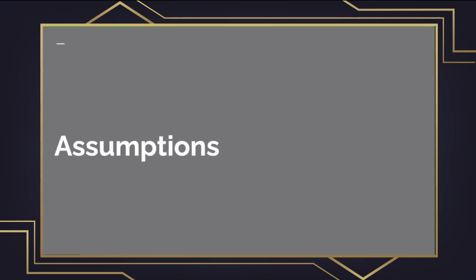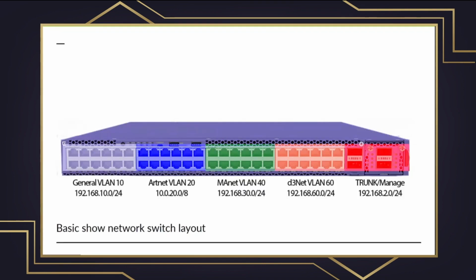But before we get into that, I want to make a couple of assumptions about our show network. Here is a network switch, how I normally lay it out per show. This could be in a server rack or a front of house rack or really anywhere. For the sake of our presentation today, we have 4 VLANs. We have a general VLAN, an ArtNet VLAN, an MANet VLAN, and a D3Net VLAN, which are segregated networks on the switch, as well as a management trunk VLAN.